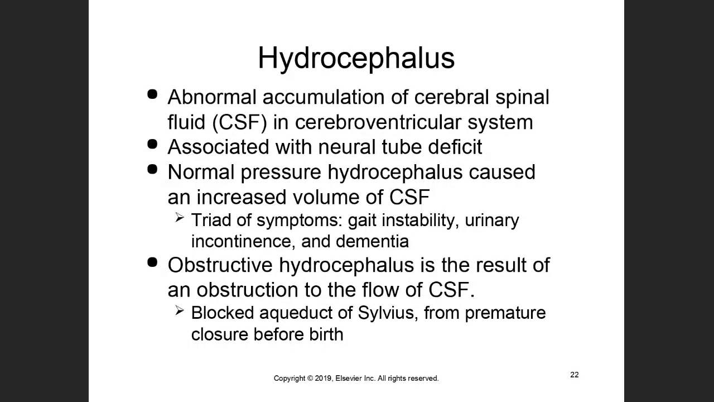Now we are talking about hydrocephalus. Normal pressure hydrocephalus causes an increased volume of CSF. Type of symptoms: gait instability, urinary incontinence, and dementia. That's normal pressure hydrocephalus, and it is common in the elderly population. Obstructive hydrocephalus is the result of an obstruction of the flow of CSF, blockage of the aqueduct of Sylvius from premature closure before birth.